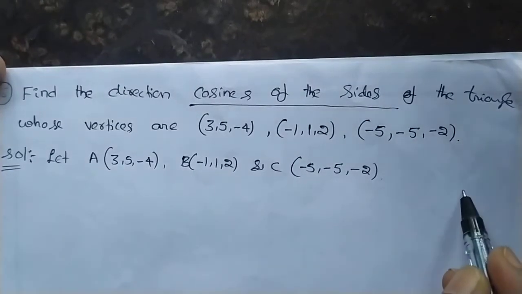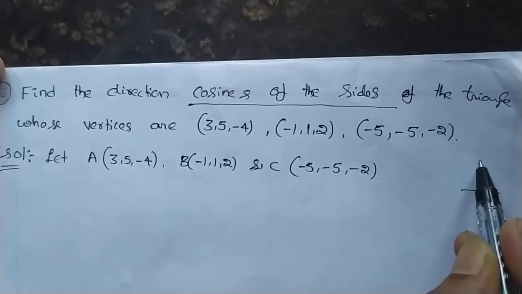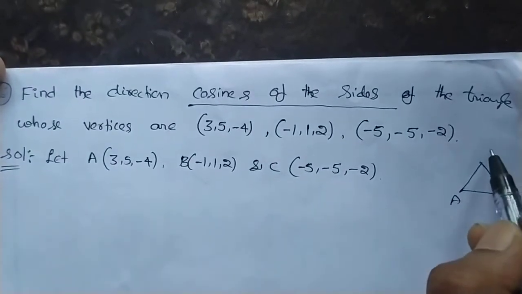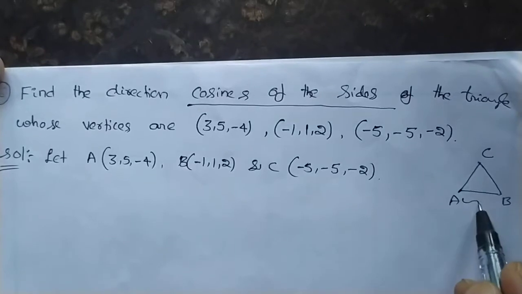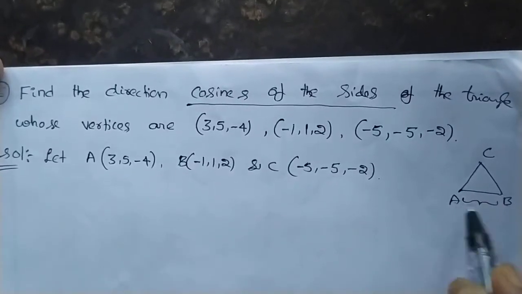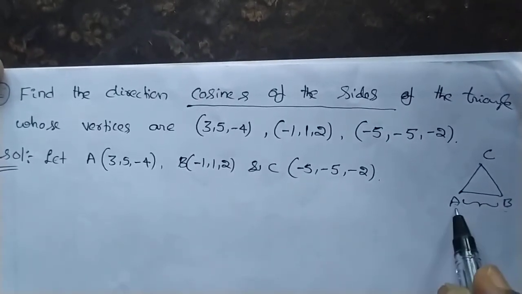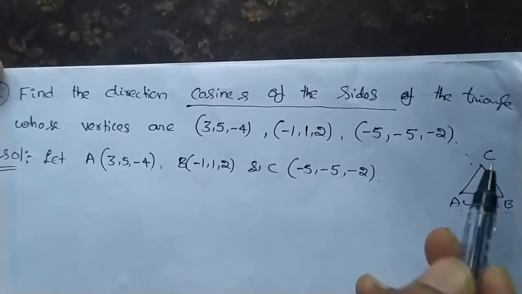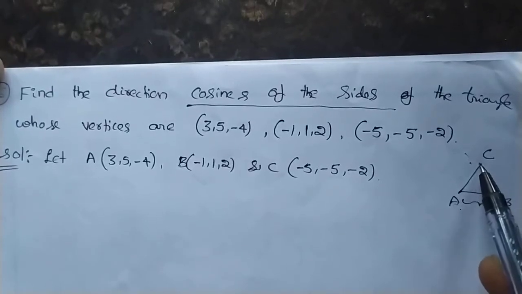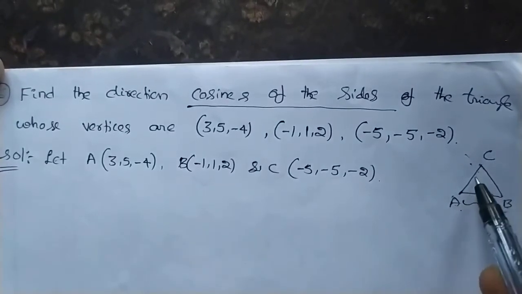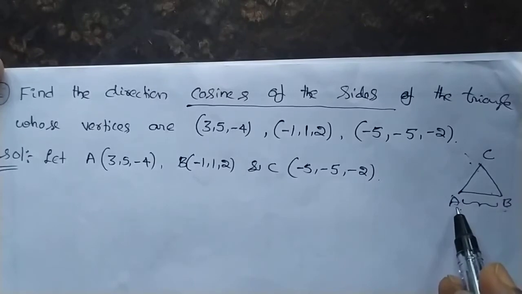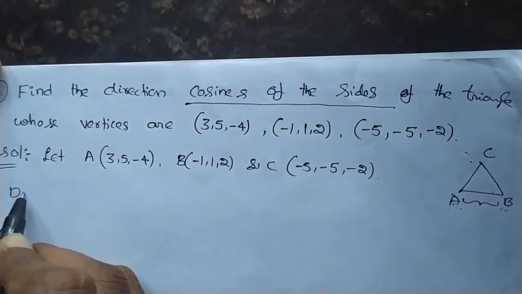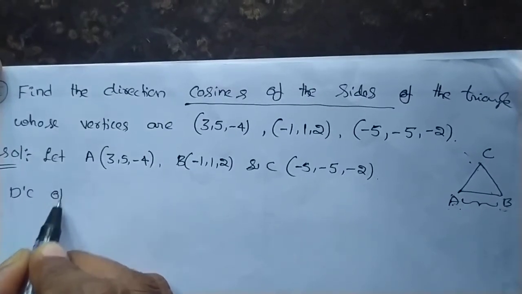You just imagine here we have one triangle A, B, C. First we have to find the direction cosines of AB. Next we have to find the direction cosines of BC. Similarly, next we have to find the direction cosines of CA. Like that we have to find. First let us find out the direction cosines of AB.